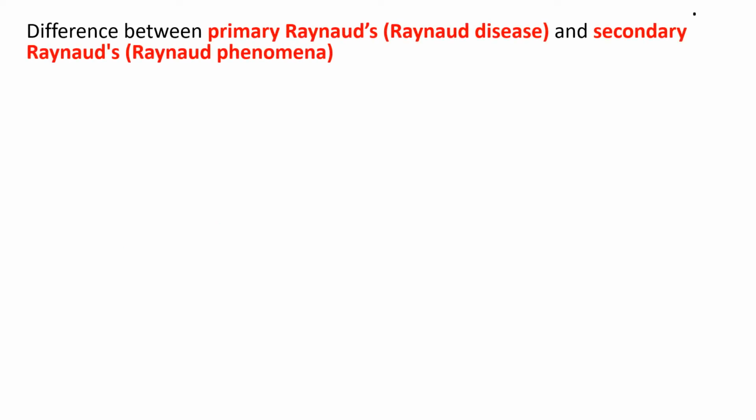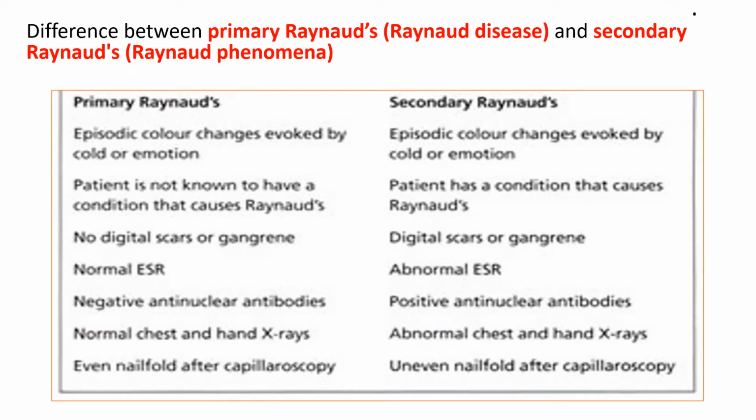Welcome back. In today's lesson, I will discuss Raynaud's phenomenon. First, we should know the difference between primary Raynaud's, or Raynaud's disease, and secondary Raynaud's, or Raynaud's phenomenon. Primary Raynaud's, or Raynaud's disease, is an episodic color change evoked by cold or emotion.